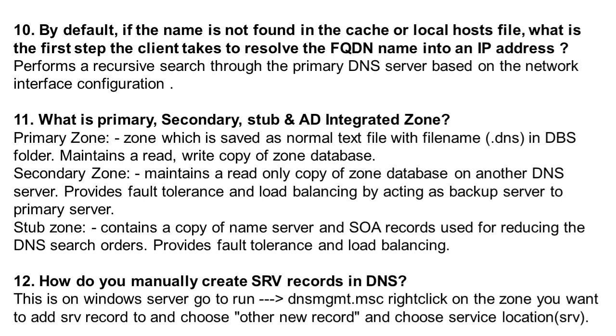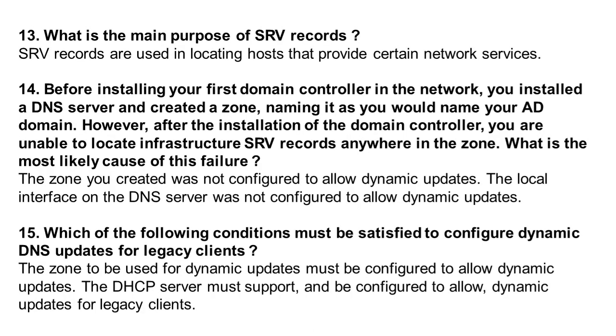How do you manually create SRV records in DNS? This is on Windows Server. Go to Run, dnsmgmt.msc, right click on the zone you want to add SRV records to. To add, choose Other New Record and choose Service Location SRV. What is the main purpose of SRV records? SRV records are used in locating hosts that provide certain network services.